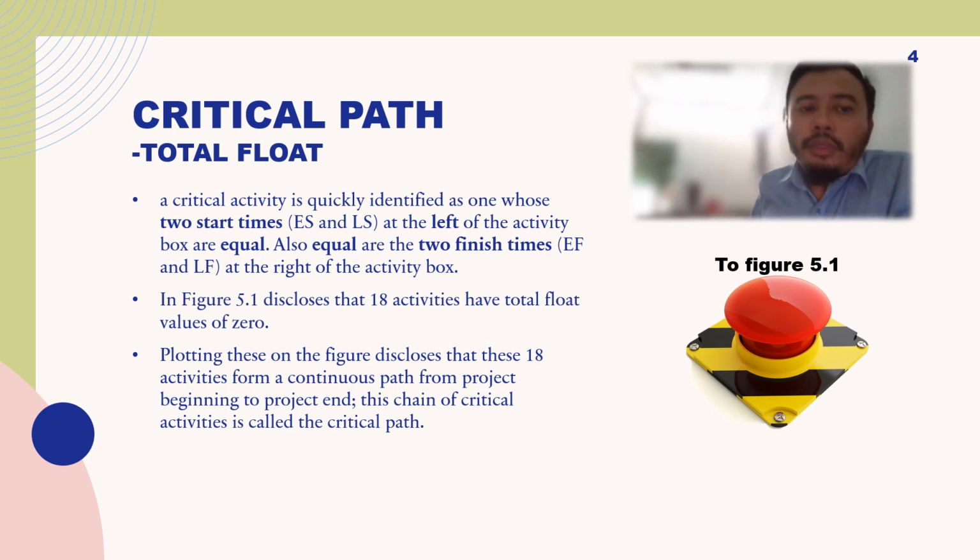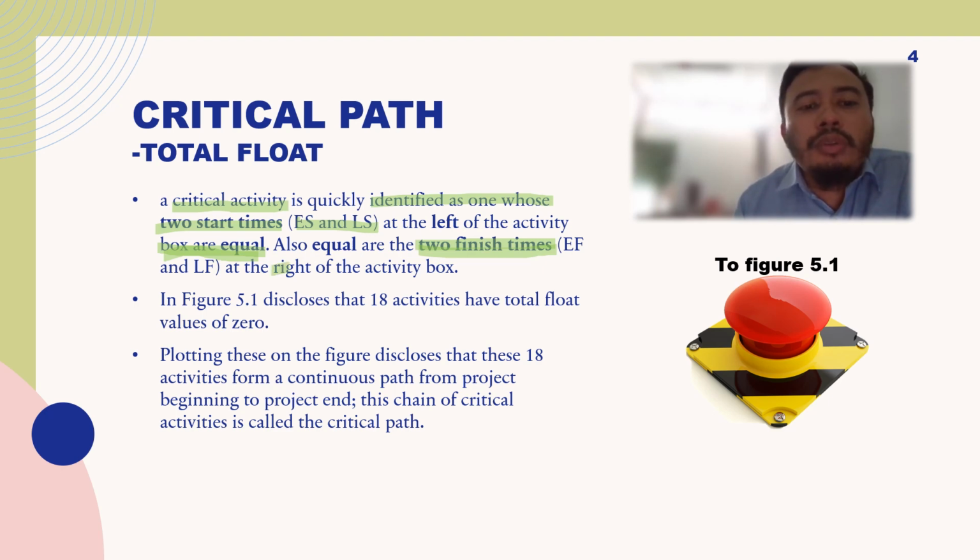Still on the topic of total float. In the previous slide we talked about critical activity. A critical activity is quickly identified as one whose two start times, ES and LS, are equal. So the start times are equal, and the activity is classified as a critical activity. Also equal are the two finish times. The activity will also have the same finish time, EF and LF, which are in the right box, to the right of the activity box.